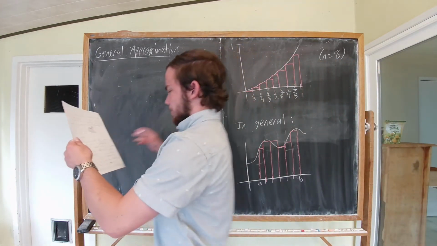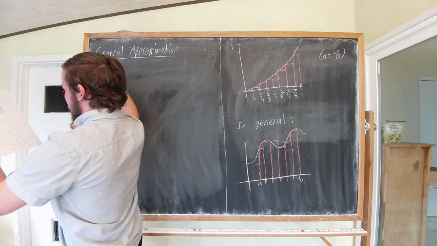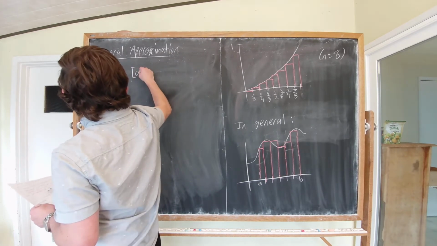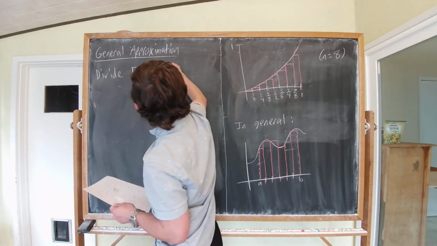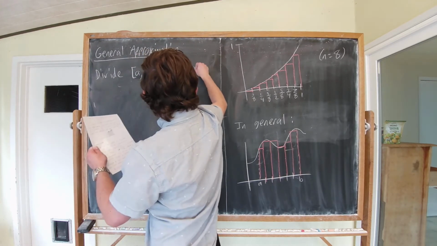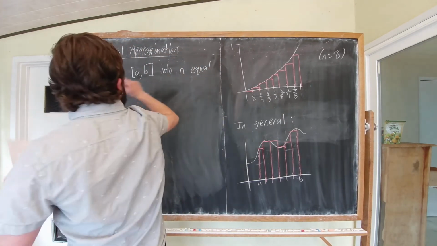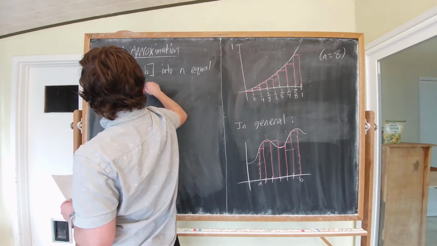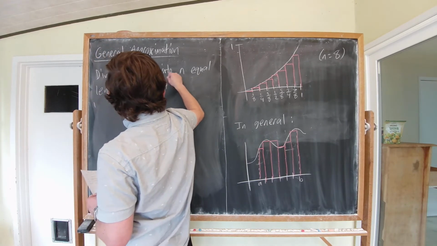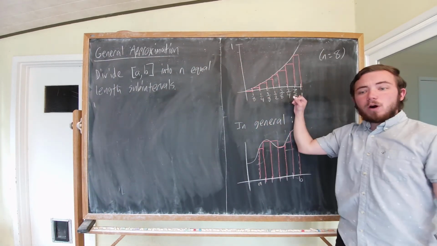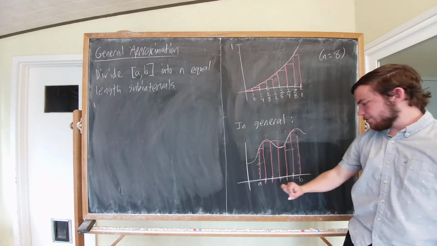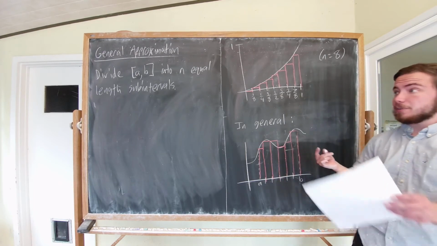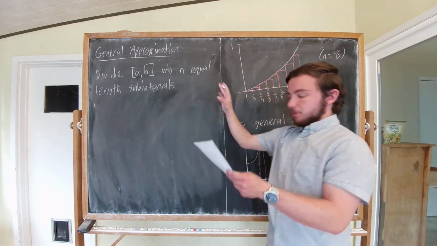Okay, so to generally approximate, we divide the closed interval from A to B into n equal length subintervals. So here we divided 0, 1 into 8 equal length subintervals. Here we divided A to B into 1, 2, 3, 4, 5, 6 equal subintervals. So n is some variable number.